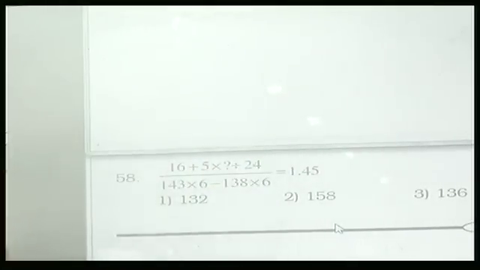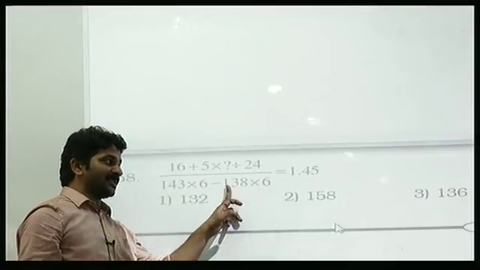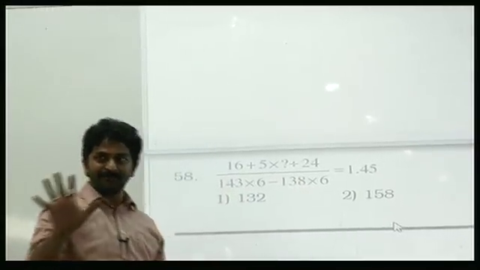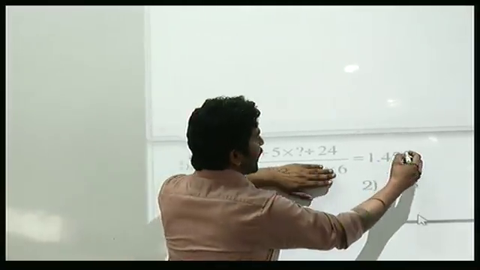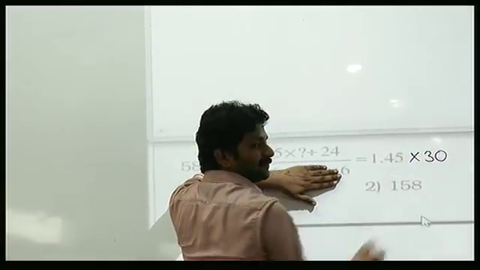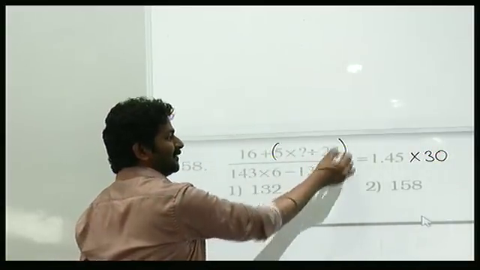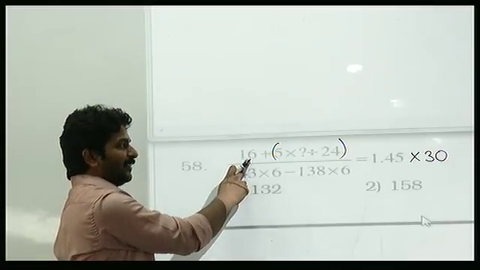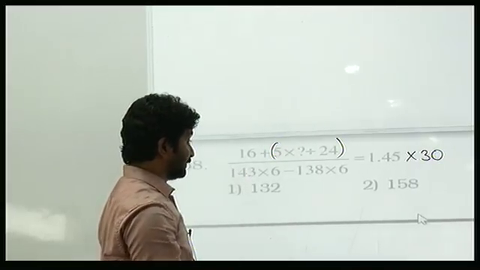The denominator, observe this, both are 6 multiples. This is 6 143 times and this is 6 138 times. Difference between 143 and 138 is 5. So that is 30. Yes or no? Right. 30 goes to right hand side and becomes into 30. Forget about this entire value. You have 16. Yes or no? It's better to take these to right hand side.